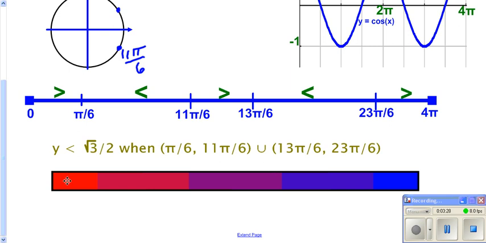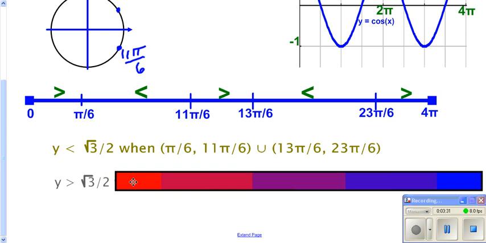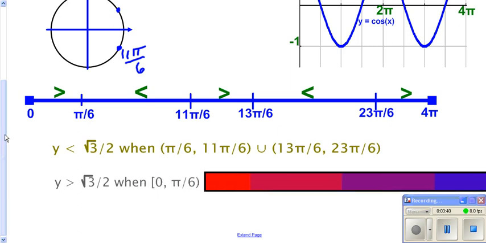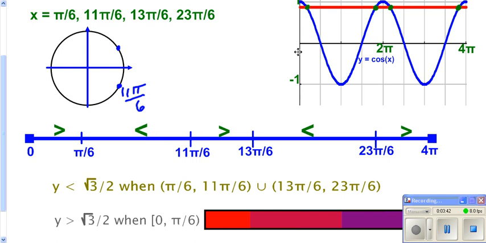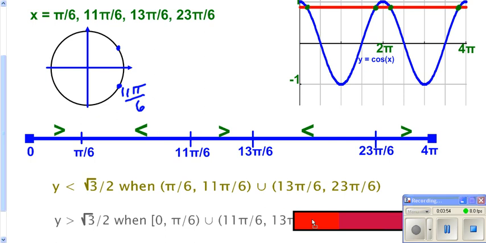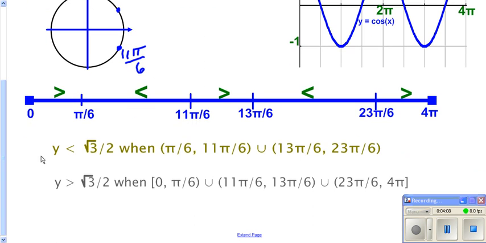We also want to look at where you're greater than, where you're above. According to your number line here, it's from 0 all the way to pi over 6. Notice we can include the 0 because at 0, x being 0, you are actually greater than and above. And then you're also above right here in between these two, and you're above at the very end. At the 4 pi here, you're actually including that because you are truly above there. So it's a square bracket.